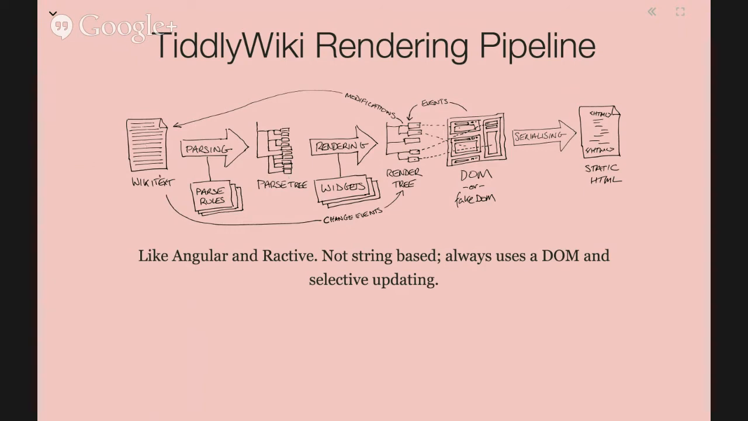So we've got the cycle going down to the DOM for activities in the browser, and then the straight-through path all the way through to static HTML, which is essentially the same path for when we're doing a save changes in the browser as when we're rendering, creating a TiddlyWiki HTML file on the server.